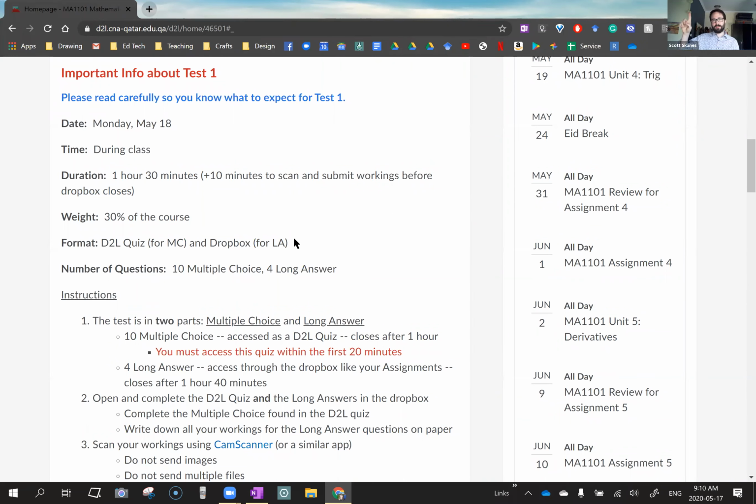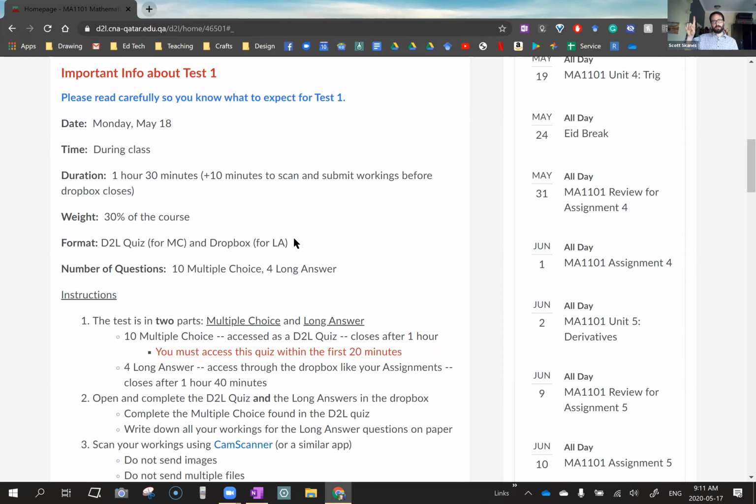The first bit, you need to open the D2L quiz. It'll say test 1, okay? The D2L quiz has all the multiple choice in it. You need to open that within the first 20 minutes or else you're not going to be able to do the quiz. It only opens for the first 20 minutes. So make sure you open it. Once it's open, you have an hour to do it, okay? If you need an hour to do the multiple choice, which you shouldn't, it's only 10 questions. You should probably need 10 minutes maximum, okay?